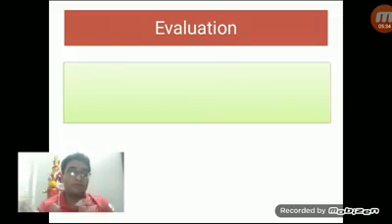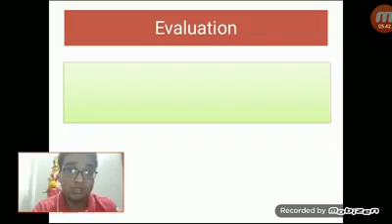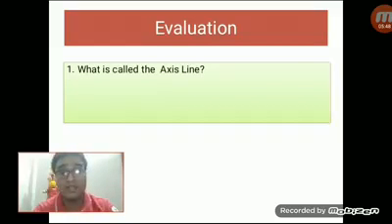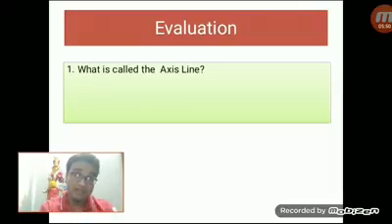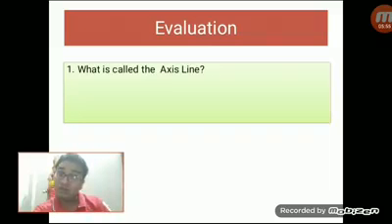Now I am going to start the next part, basically the last part of today's class, and this is the evaluation part. Here I am going to ask you some questions. First of all, what is called the axis line? Basically, the axis line is an imagined line that goes from north to south through the center of the earth. It's called the axis line.